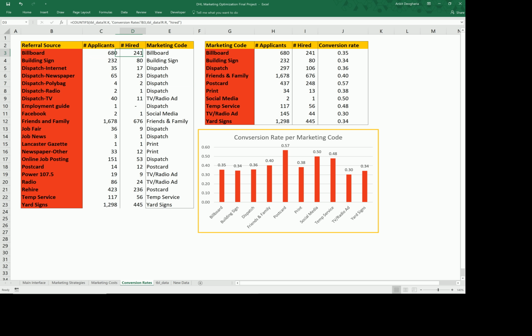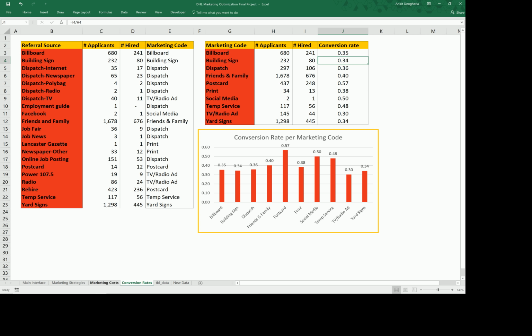So through some formulas in Excel, we then come up with this second table, which includes data about the number of applicants, the number that were eventually hired, and the conversion rate across each marketing code platform. This data is then graphed in this graph below, right below the second table. And as you can see here, certain numbers do tend to pop out, such that postcards have an unusually high conversion rate, and that some others are especially lower, like TV and radio ads.